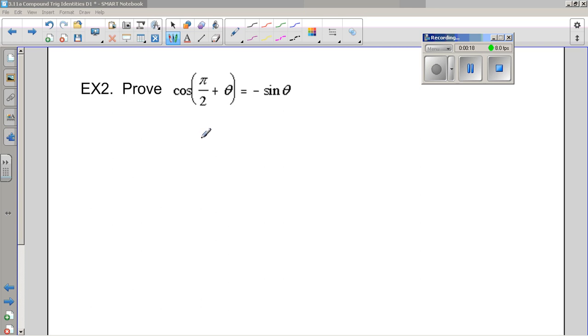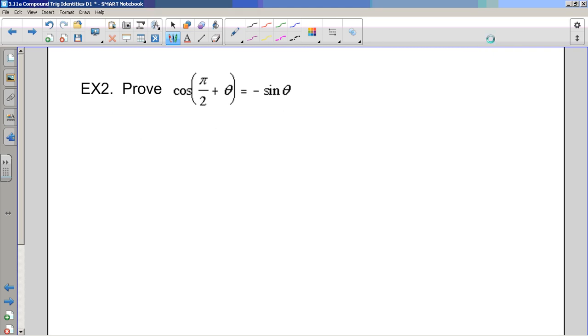and really that's the path that we're headed on, is using these developed ones to be able to prove other trig identities. And how we kind of think of proving a statement like this, if you remember from grade 11, we proved trig identities by splitting the left side and the right side up, and trying to make the left side look like the right side. So the right side is negative sine theta, and there's not a lot we can do with negative sine theta, so we're probably going to be working with the left-hand side.